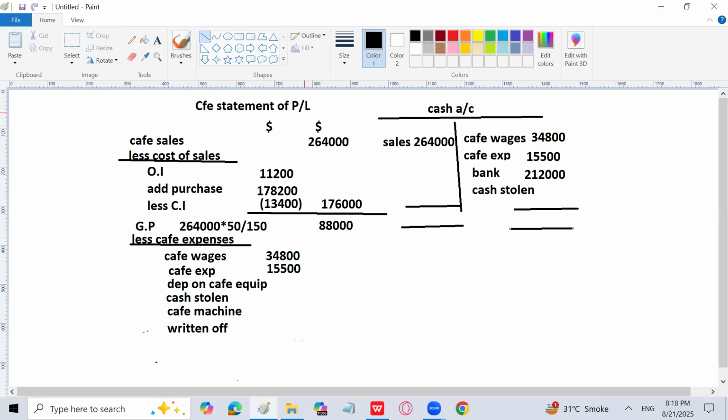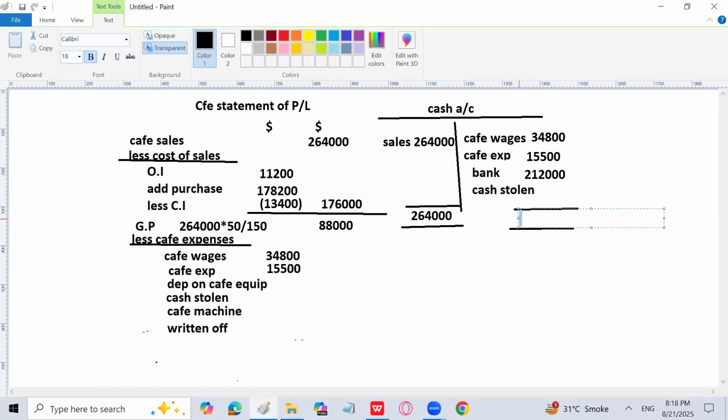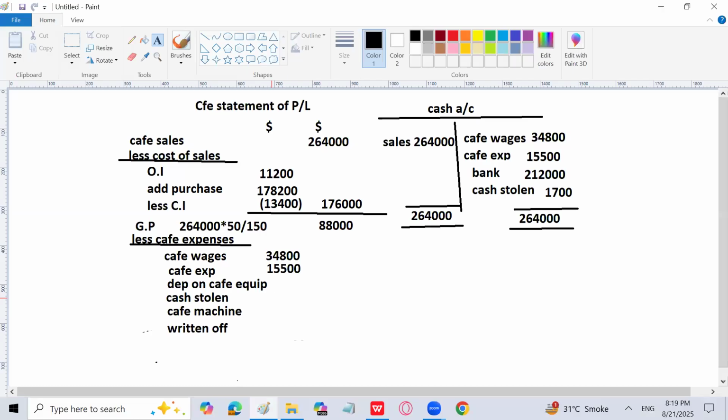So please help me out. 264,000 is the total, and you have to subtract the credit side to find the cash stolen, which is not there. So let me calculate 264,000 minus 34,800 minus 15,500 and minus 212,000. So this is 1,700. So we have found that the cash stolen is 1,700, and that will be written as expense over here, 1,700. Okay, now let's move forward.